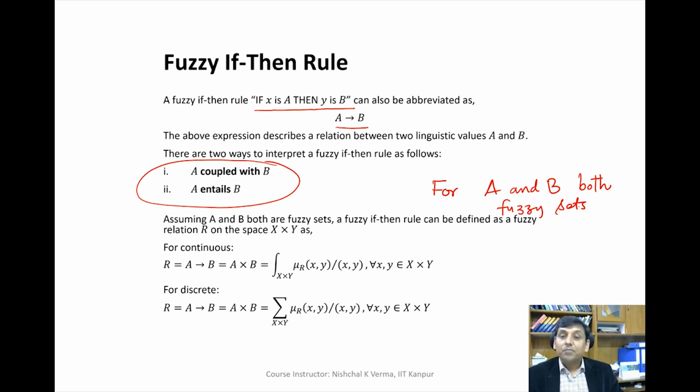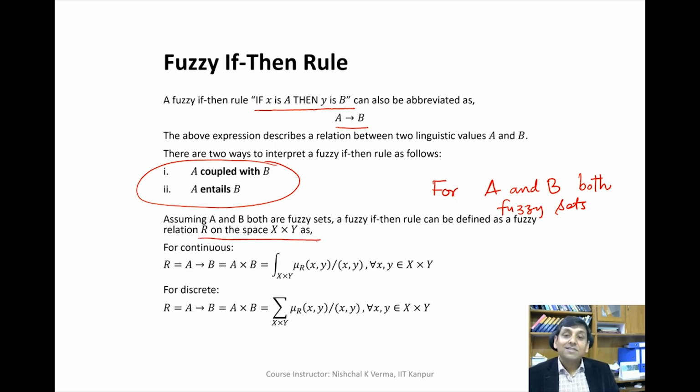So assuming A and B are both fuzzy sets, the if-then rule can be defined as a fuzzy relation. This is very important to note when A and B are both fuzzy sets. In this case, A entails B, or A coupled with B, can be regarded as a relation, and this is represented by R.